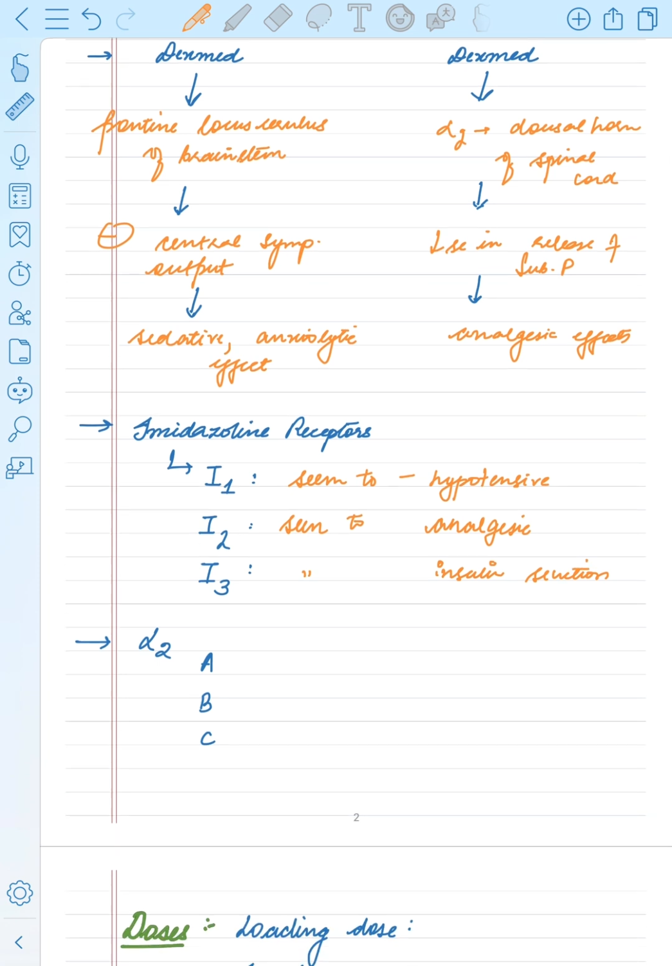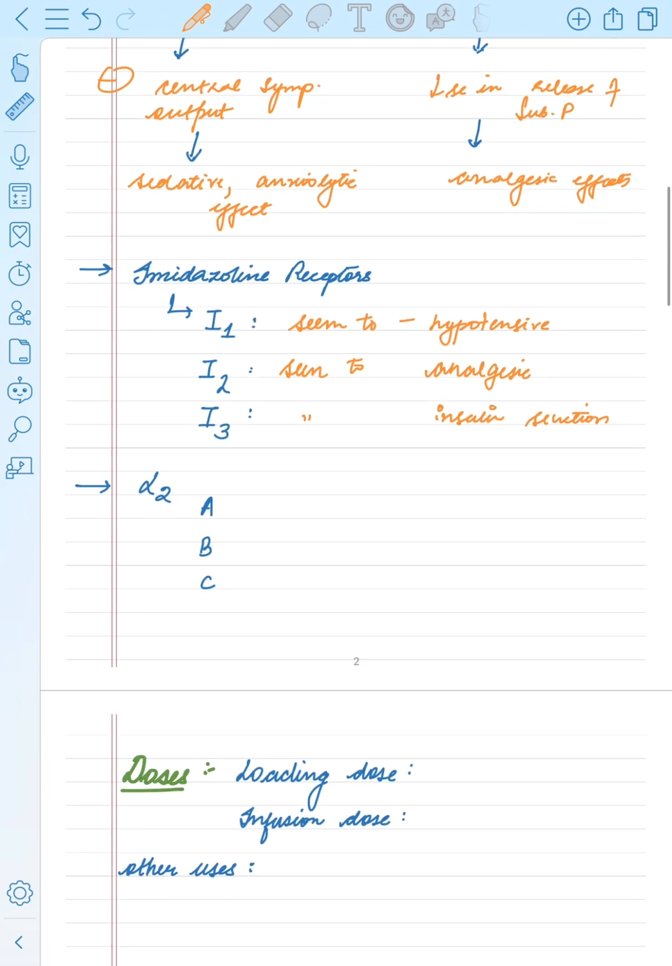Similarly, these alpha-2 receptors also have their subtypes A, B and C. The alpha-2A is considered to be its primary subtype, which is responsible for its sedative, anxiolytic and analgesic effects.